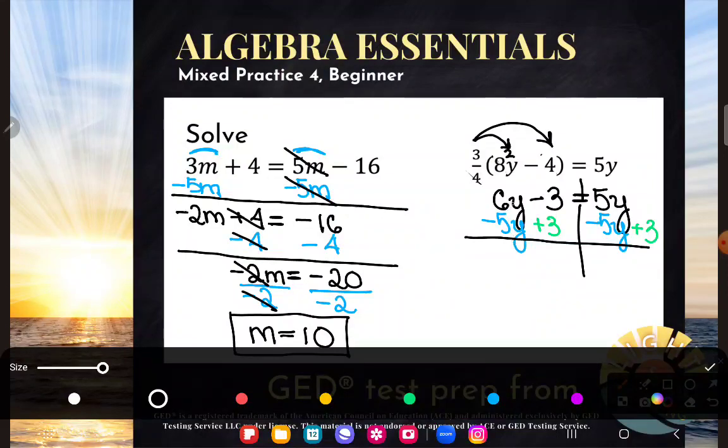6y minus 5y. 6 minus 5 gives me a single y. Subtracting 3 and adding 3 are opposites. They cancel, so y is alone just like I wanted. My equal sign stays nice and steady. 5y minus 5y, that zeroes out, so all I have is nothing plus 3, or 3. Y is equal to 3.